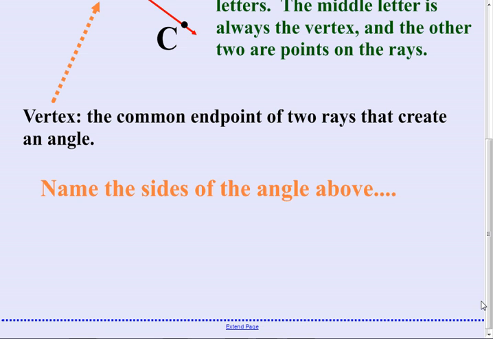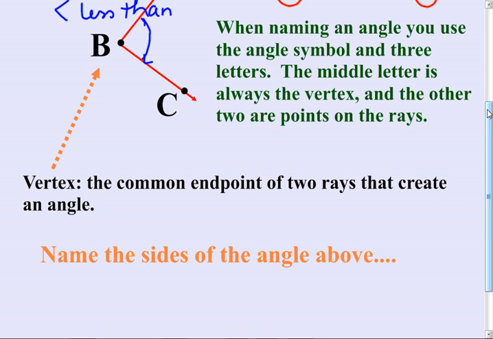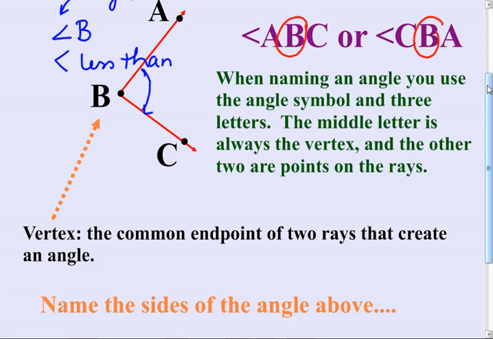Okay, so name the sides. Now be careful, these are made of rays, especially the way it's drawn. What are the sides? What's the name of this side? BA. Is that good enough? No, I need that little ray symbol above there. Different than your other math classes, isn't it? Because this is all about notation. And what is another ray? B, C. Okay, that's it. No other way to name those sides.